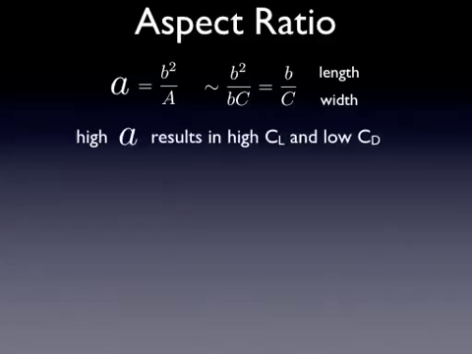And it turns out that the most efficient wings are high aspect ratio wings. High aspect ratio wings result in high coefficient of lift and low coefficient of drag. So these are the most efficient, and they're typified by long, narrow wings. Those provide the most lift and the least drag.